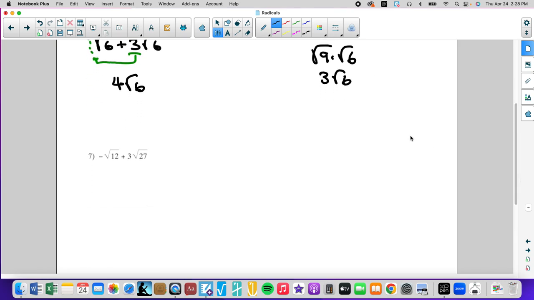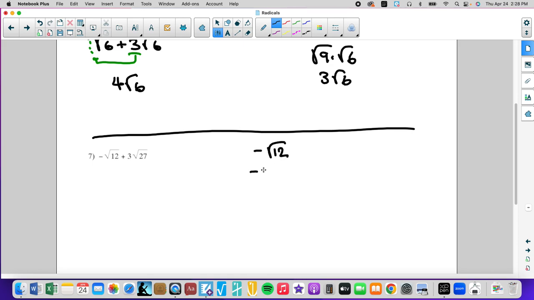Again, I would advise you to simplify these. This was another place that students struggled because they got their work all mixed up. Take this one, negative rad 12. I'm going to break that into negative rad 4 times 3, and that's going to be negative 2 rad 3. And I'm going to write that underneath it.